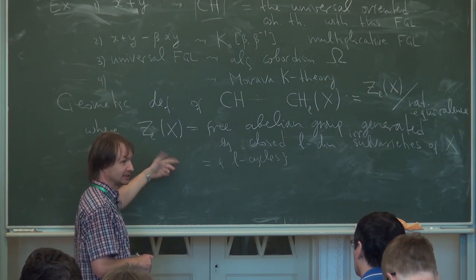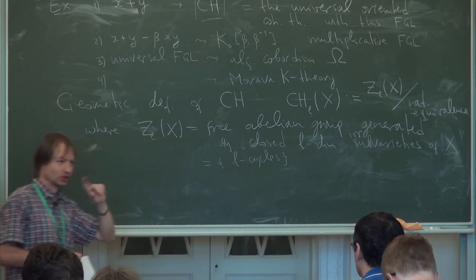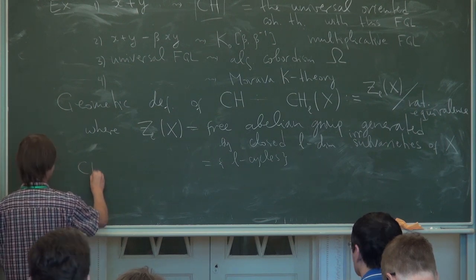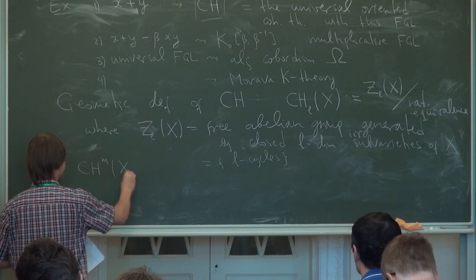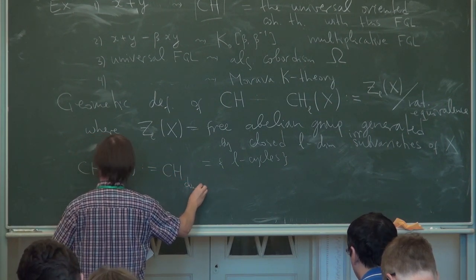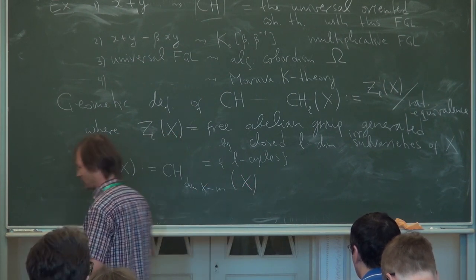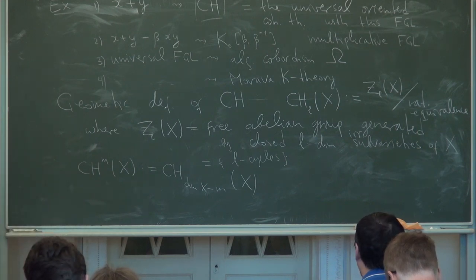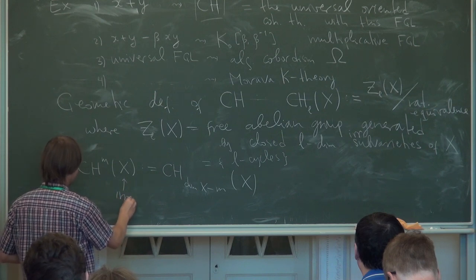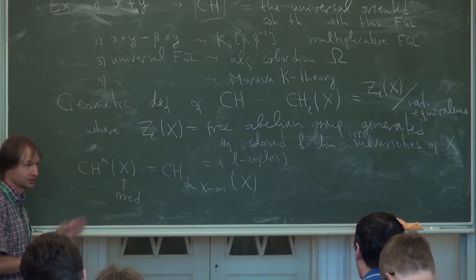So the generators are subvarieties of dimension l, and to switch between dimension and codimension, let me also write this formula. We will need it many times. This is for irreducible X; if X has several components, then it should be for equidimensional X.